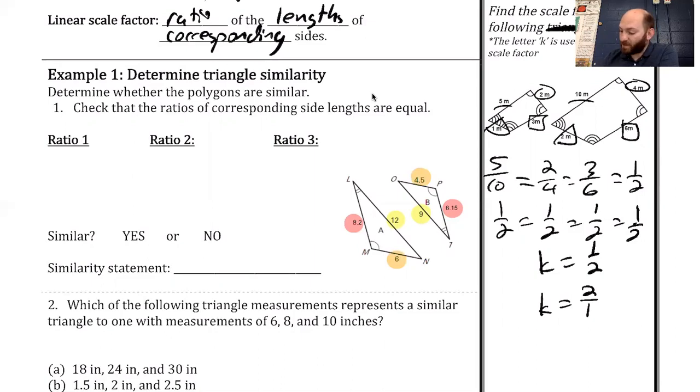So my first case is, let's go with the shortest ones. I'm going to go 6 over 4.5. The medium is 6.15 over 8.2.